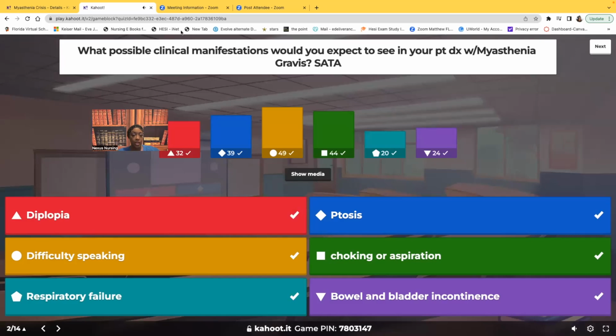Okay, so let's talk about this. With myasthenia gravis, you're going to see severe muscle weakness. Patient can have double vision, ptosis. They can have difficulty speaking, and that can even cause them to have choking or aspiration. The muscle weakness, remember, even involves respiratory muscles, right? Those muscles can be so weak that the patient can't breathe and has to be placed on a ventilator. Absolutely, they can go into respiratory failure and have bowel or bladder incontinence.